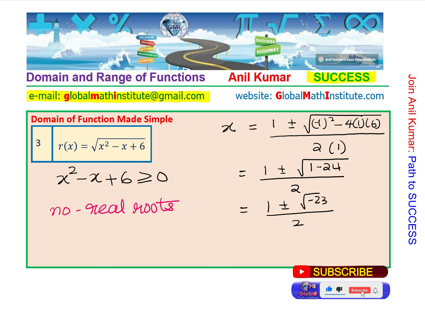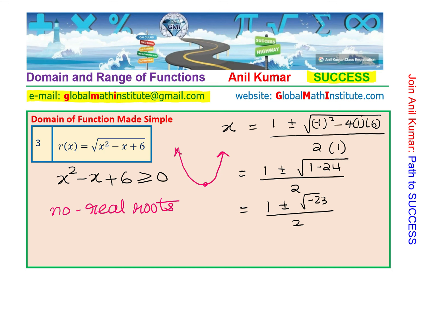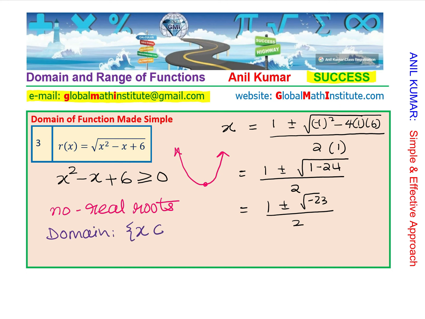And as you can see, this parabola opens upwards with no real roots. We do have a minimum value which is positive. And therefore, we can conclude that the domain here will be that x belongs to real numbers, correct? So there are no restrictions for this particular function. So as you can see, we could have a square root function without any restrictions as we saw here, right?